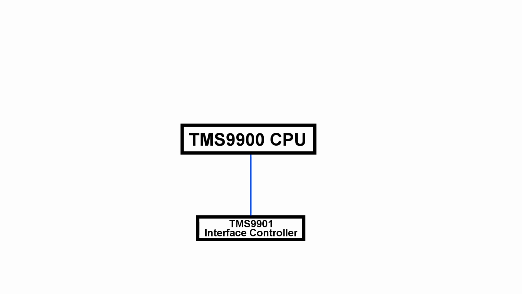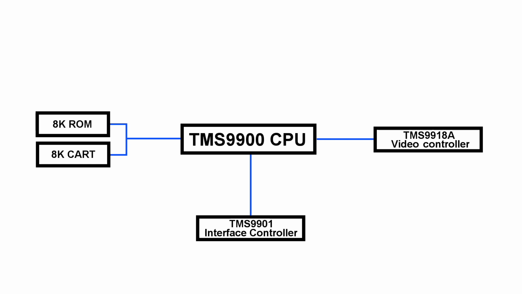The CPU can only directly talk to a handful of things, including the TMS-9901 interface chip, the TMS-9918A video controller, 8K of system ROM, 8K of cartridge ROM if one was inserted, and 256 bytes of RAM. You heard that right, just 256 bytes of RAM. But the system was advertised to have 16K of RAM, so where was that?